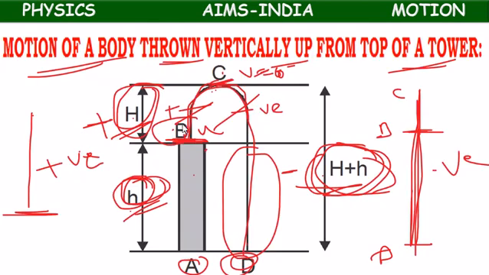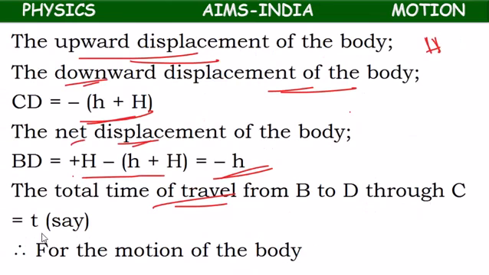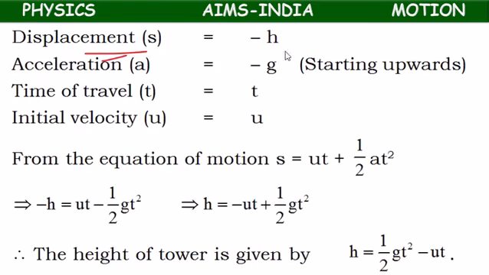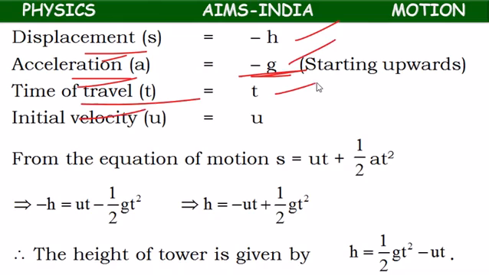Total time means from B to D. Let it be small t. So displacement minus h, acceleration. Finally, it is falling downwards. Starting is upwards, but finally falling downwards. So minus g. Time of travel small t, initial velocity u.